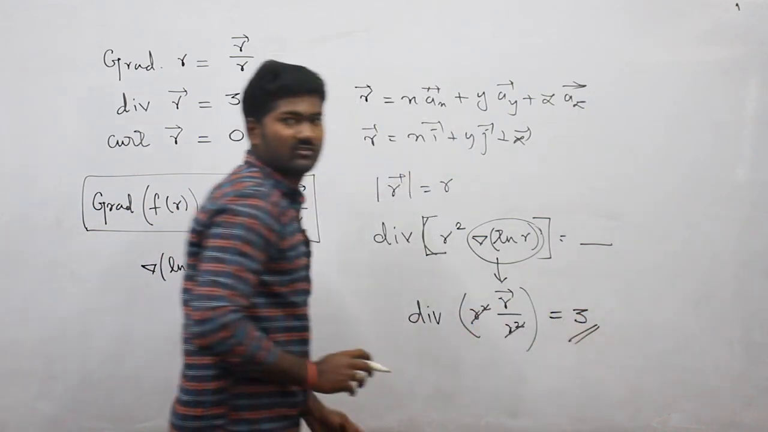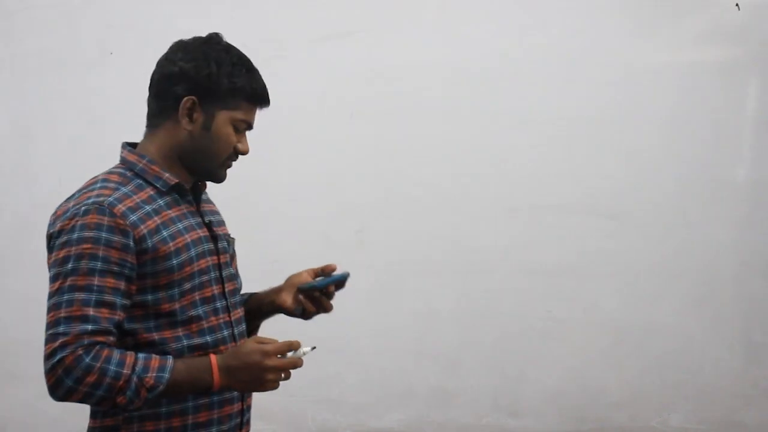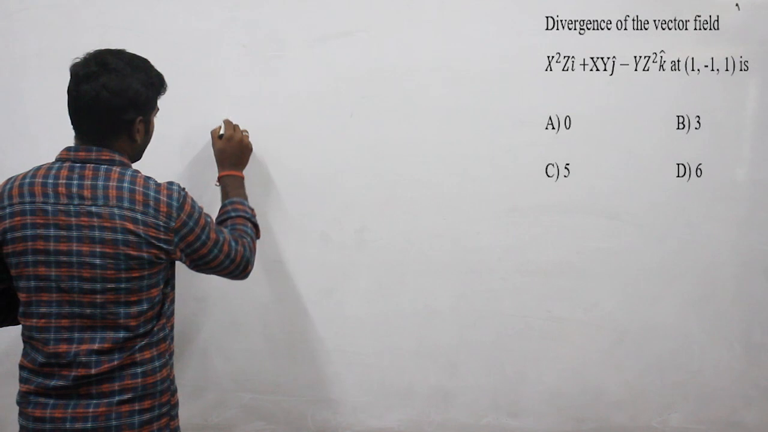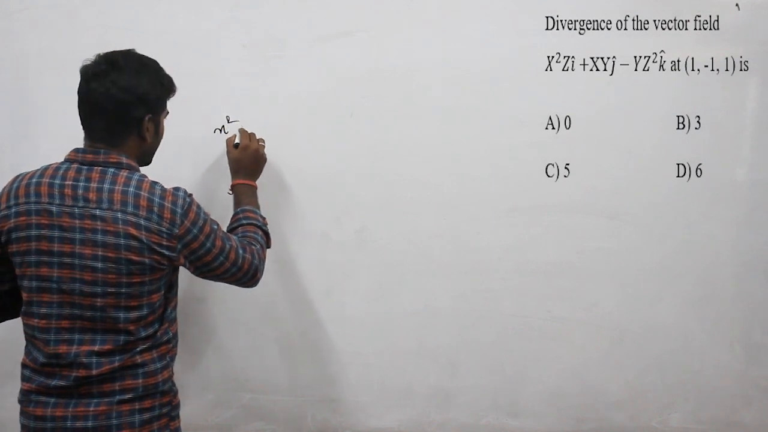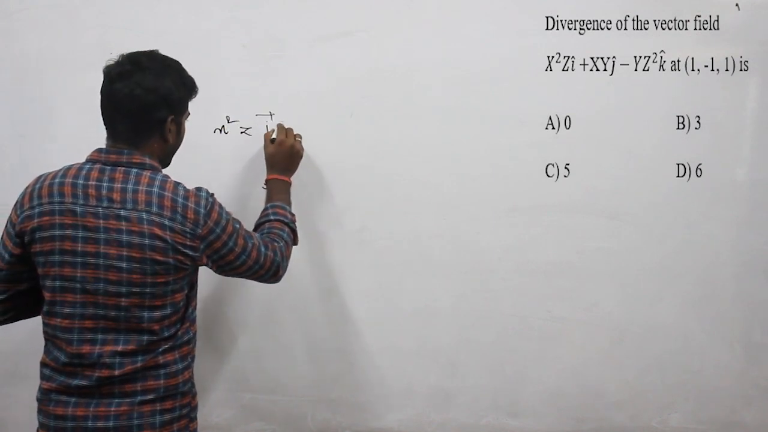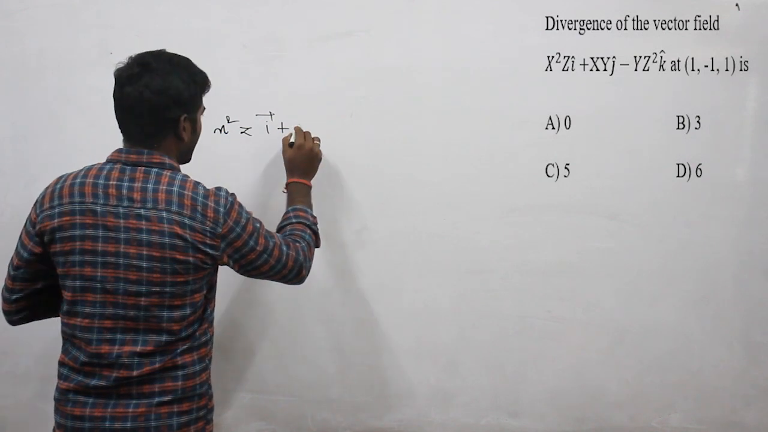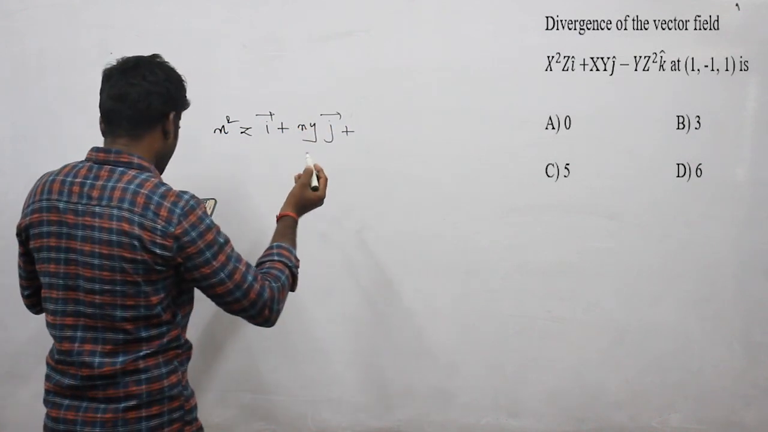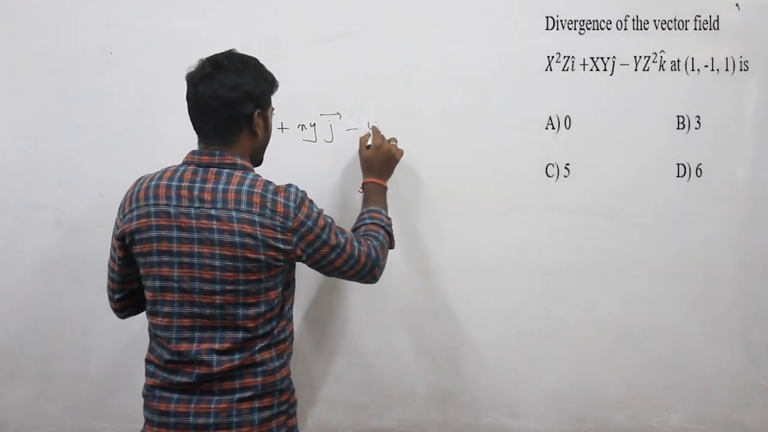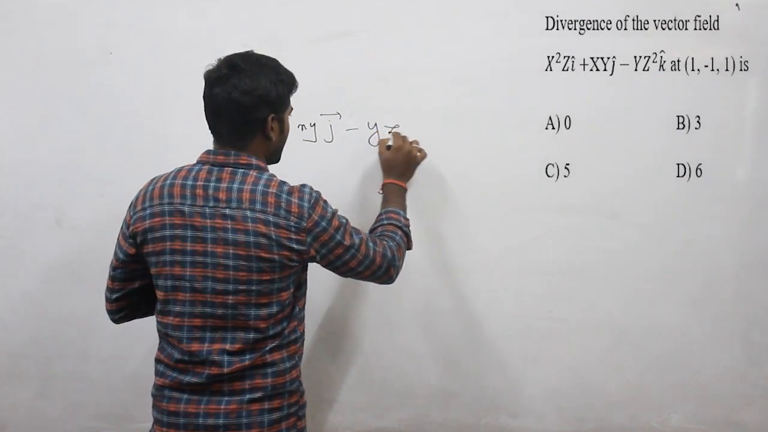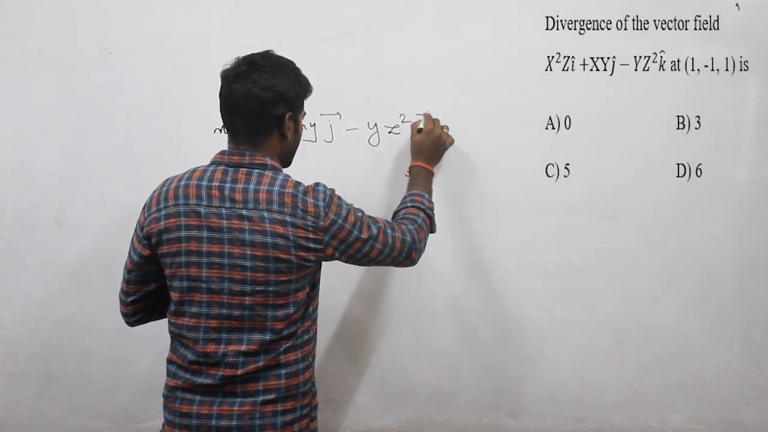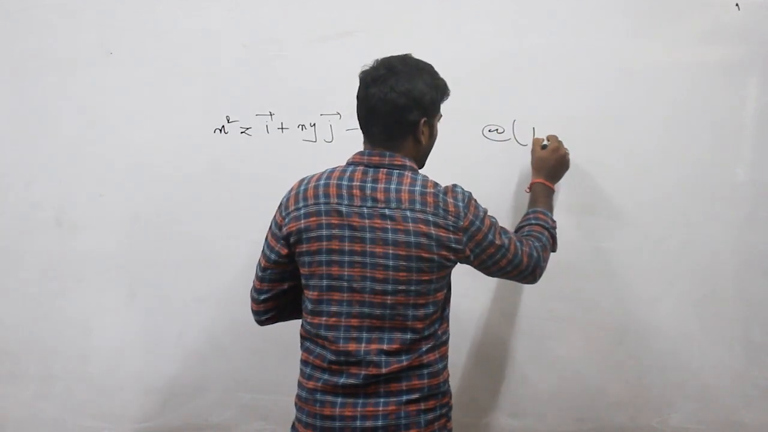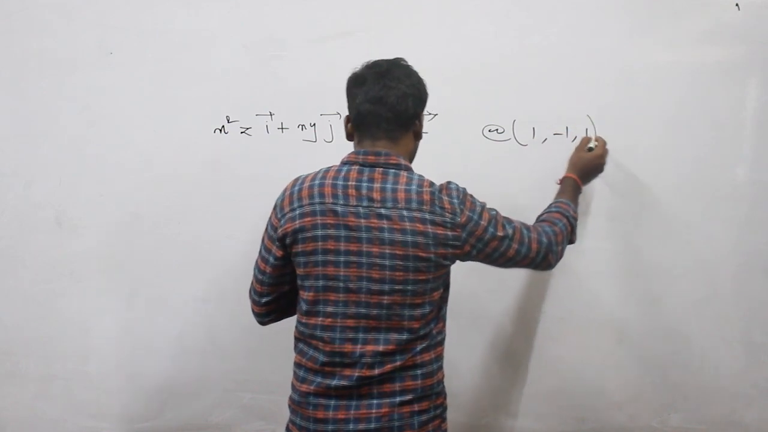So this is the correct answer. Now solution of 6th question. Divergence of vector field x square z i vector plus xy j vector plus minus y z square k vector at 1 comma minus 1 comma 1.